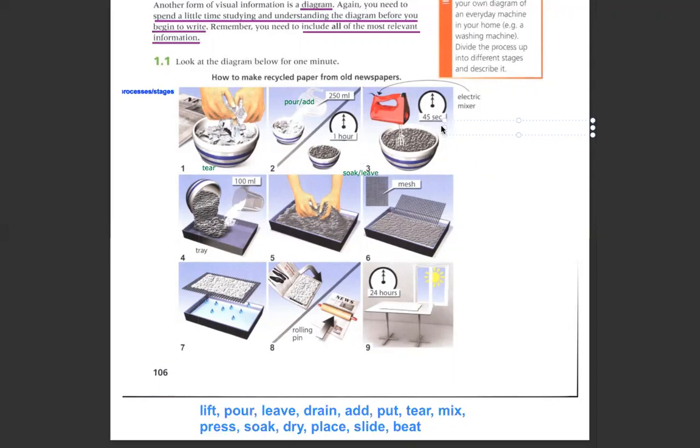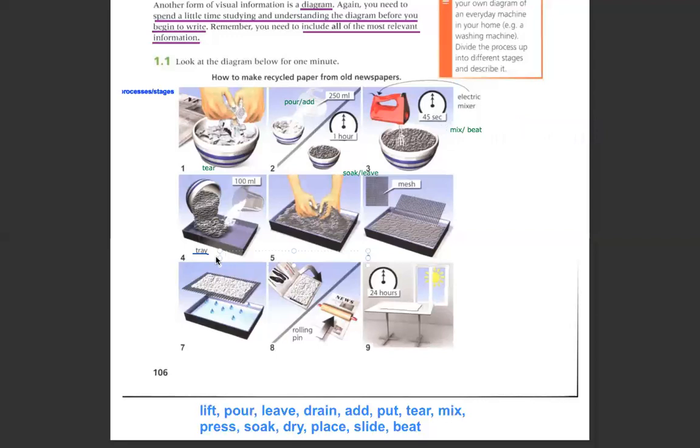So we're doing something with an electric mixer. Which verbs could I use? We could use mix, great, or we could use the word beat. Okay, we beat with an electric mixer. Here we have another word for number 4. We have tray. So what verbs could I use?